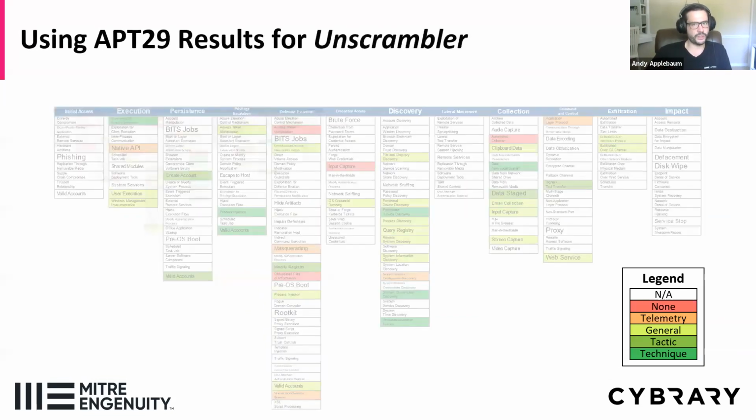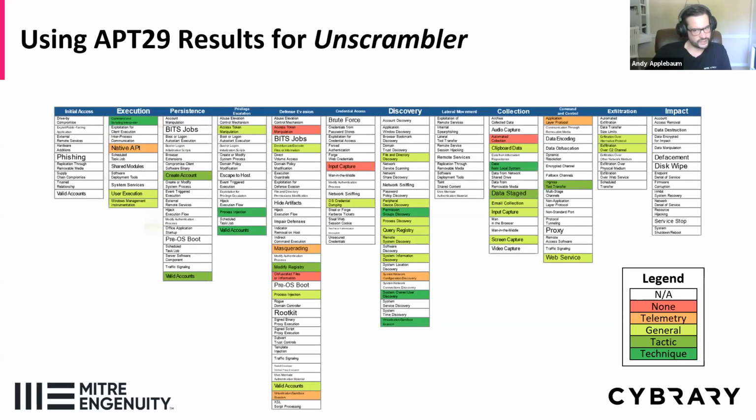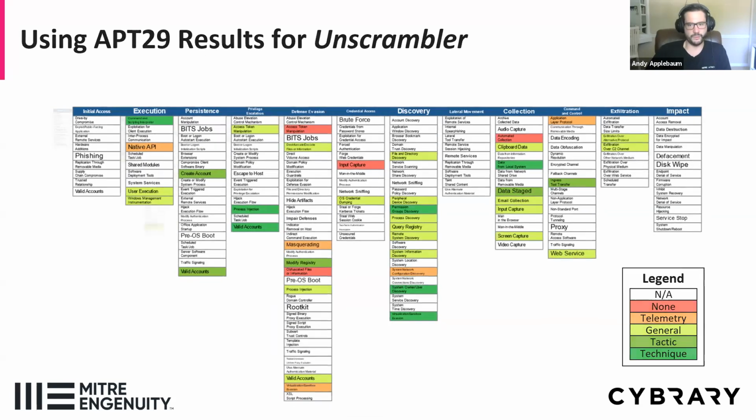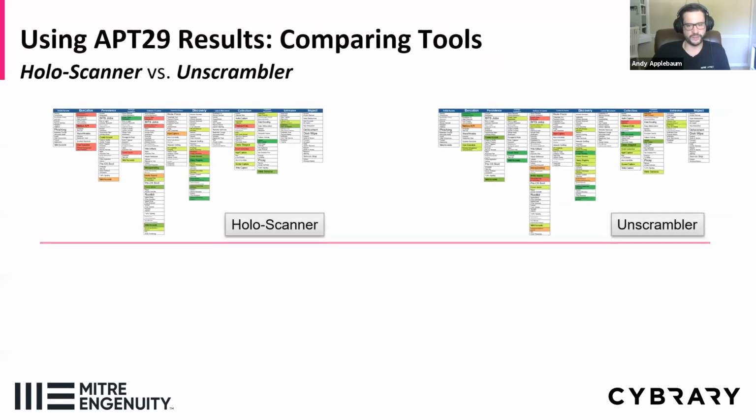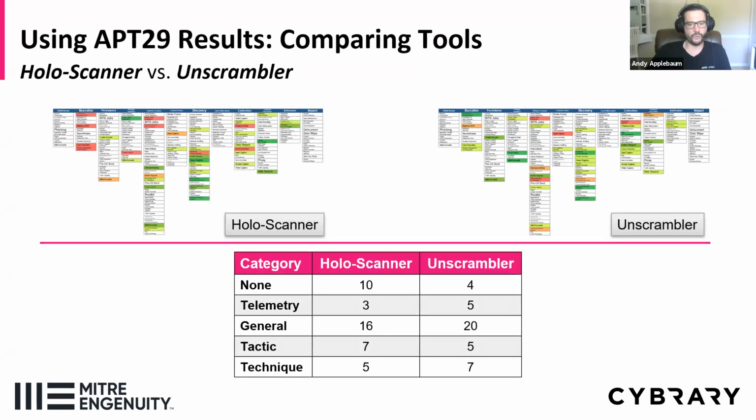Here's the other tool. We're going to call it Unscrambler. It's similar but a little bit different, and what we can do on our own is come up with a side by side where we take the 2 tools and count the number of techniques for none, telemetry, general, tactic, and technique. Count those for each tool and then compare them. Well, when you look at it, Unscrambler seems much better, right?